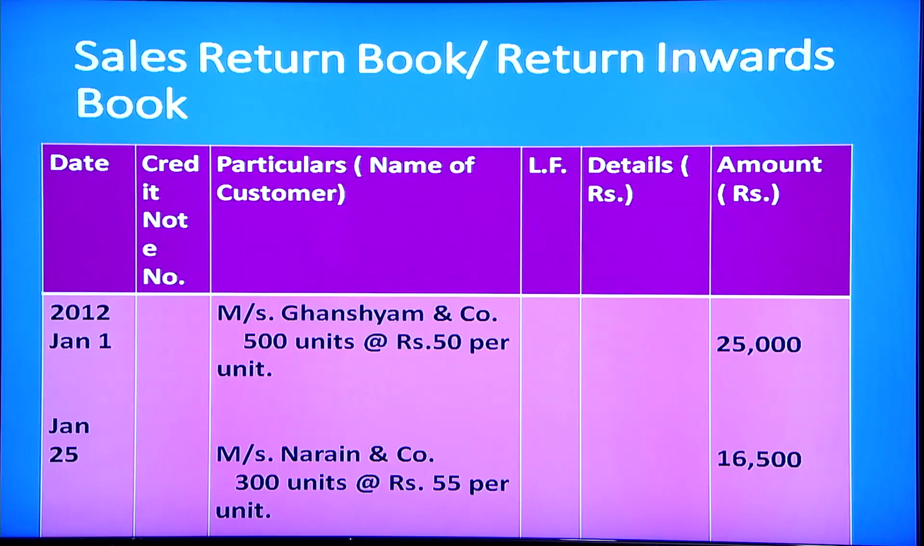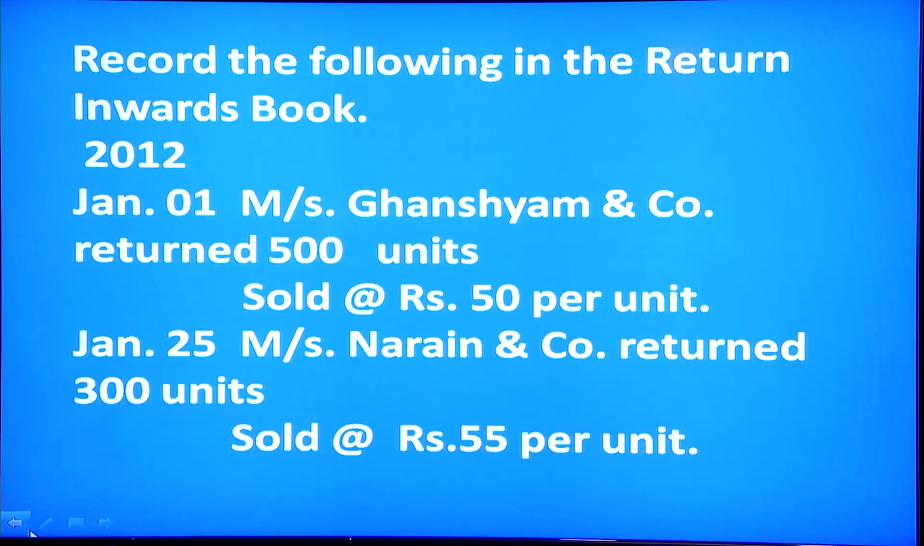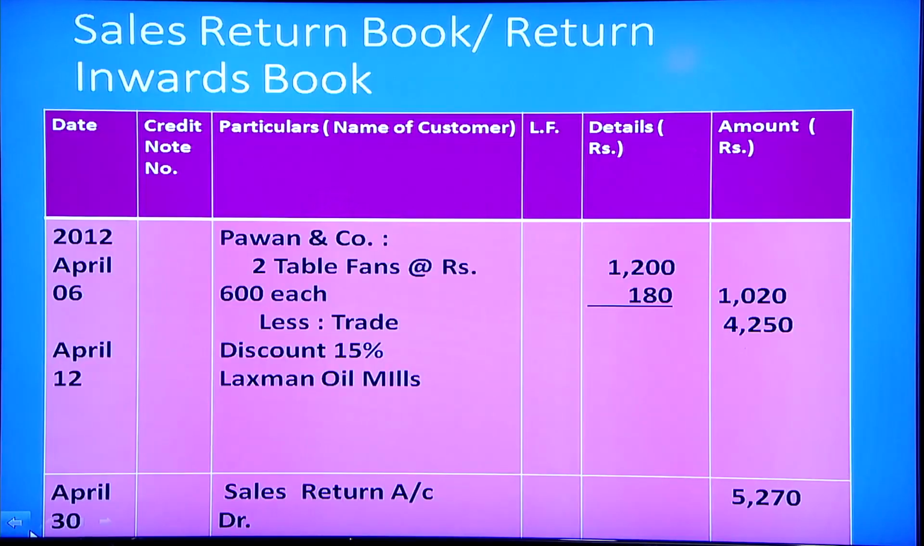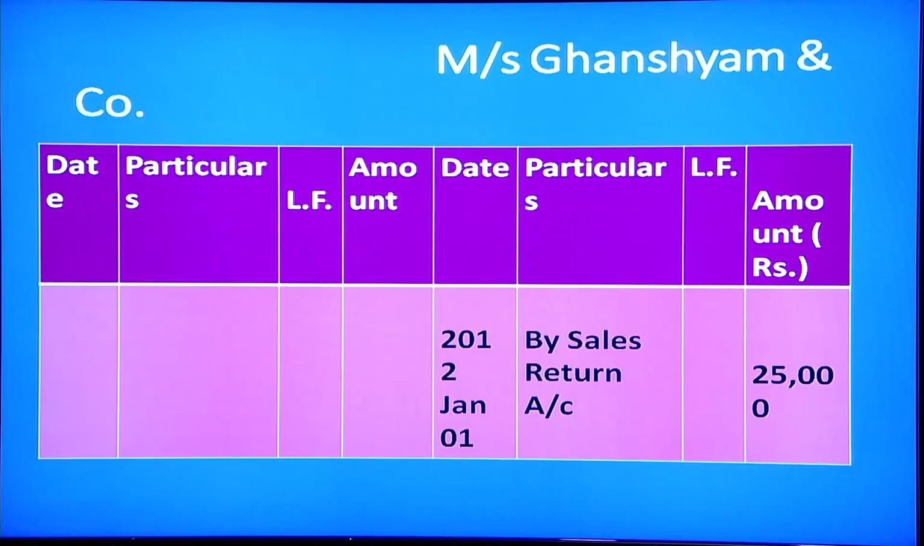Then Messrs. Narain and Company, January 25th, 300 units at rupees 55 per unit. That is 300 into 55, 16,500. And the total will come as the last item in the sales returns book. And here we have one more sales returns book. You can have a look at it because I have already mentioned clearly how we have to write these details and all. How will we post the sales returns book items?